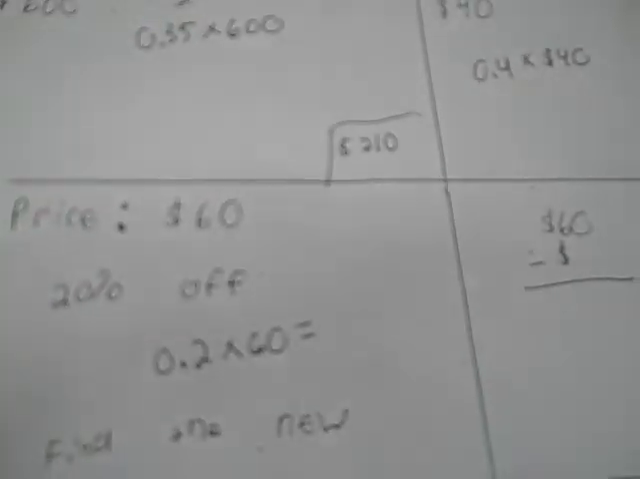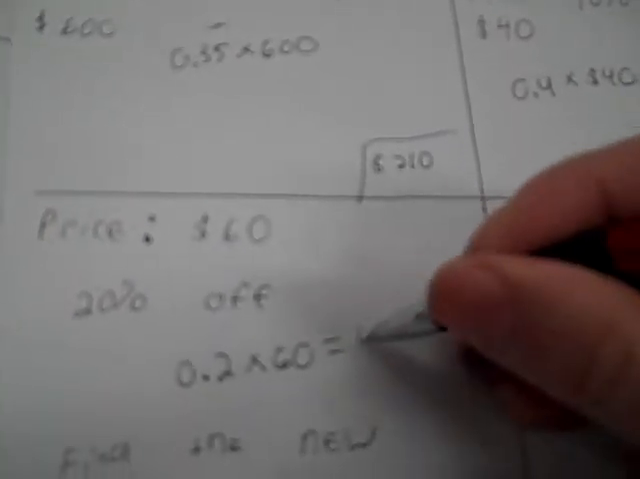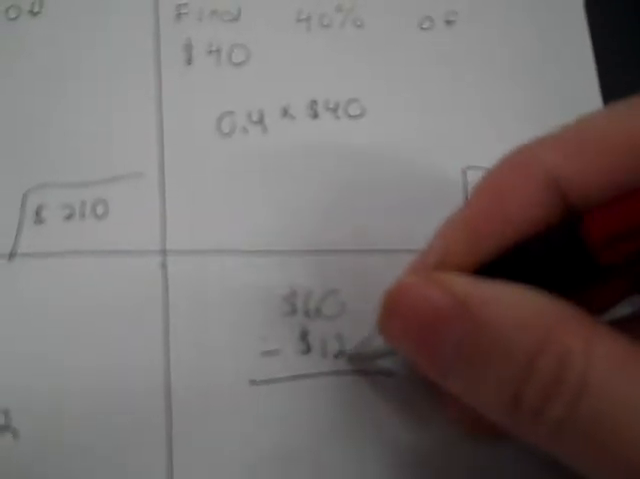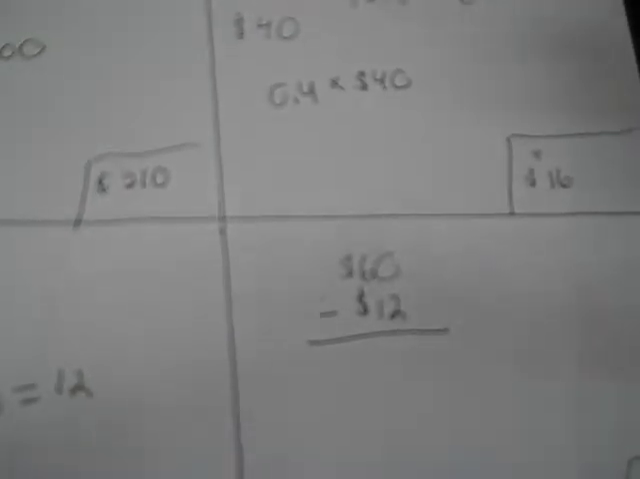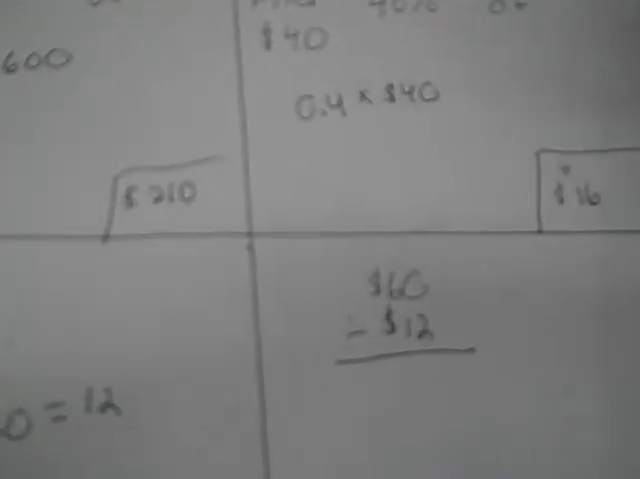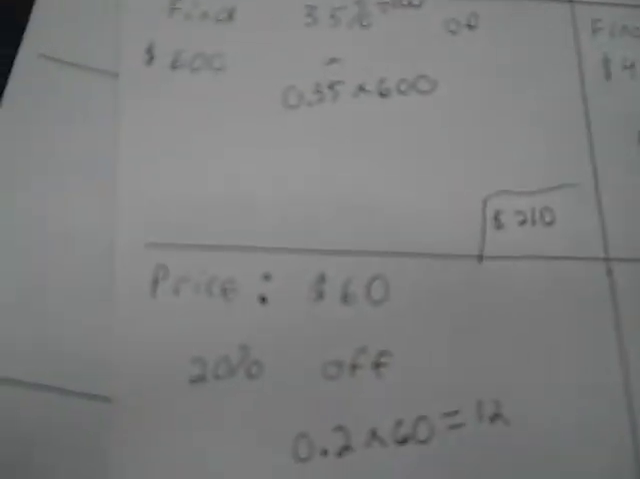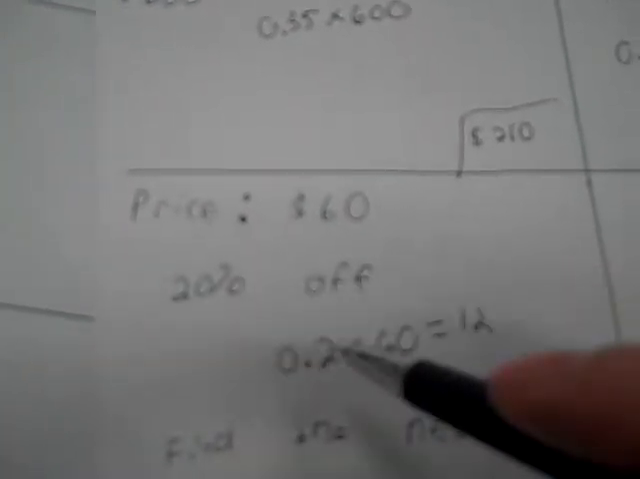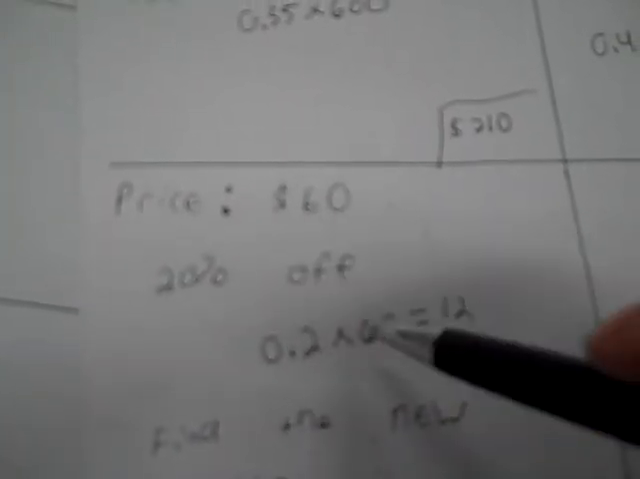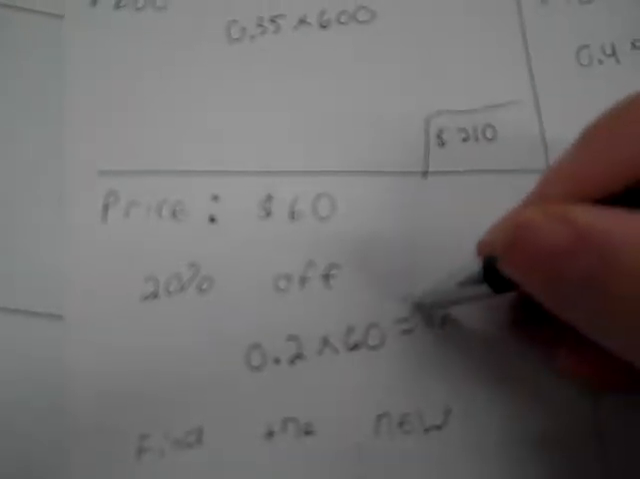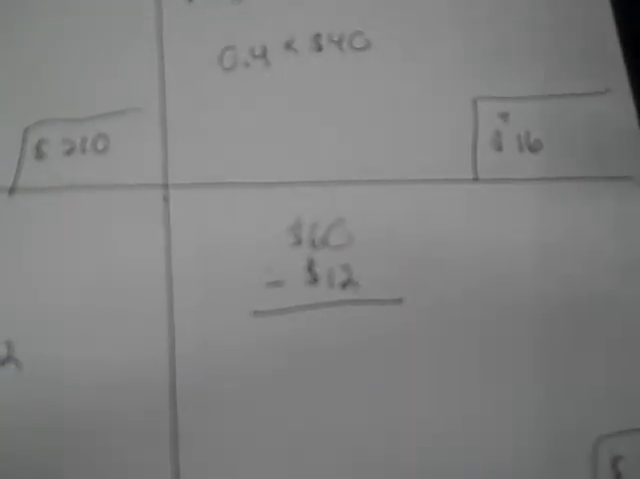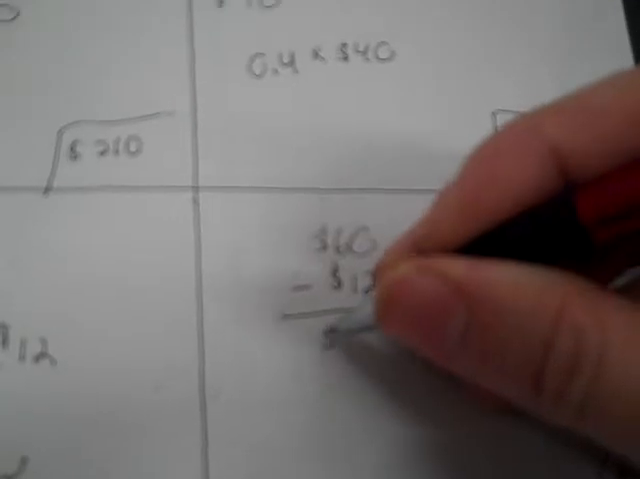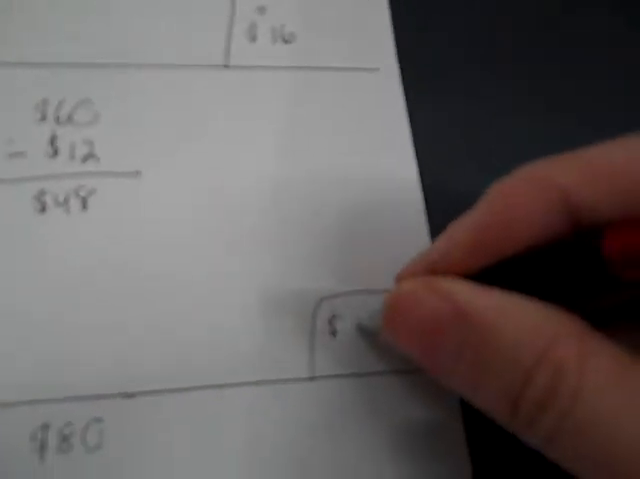Okay, I got 12. Now $12 is the amount I get to subtract from 60 because that's what 20% of 60 is. It's $12, okay? So again, I'm going to divide my percent by 100 and then times by how much money we have, and that'll tell me the amount that I get to subtract from my price. And 60 minus 12 is 48, so $48.